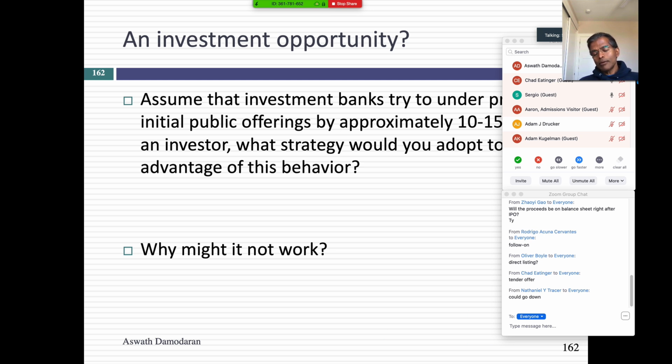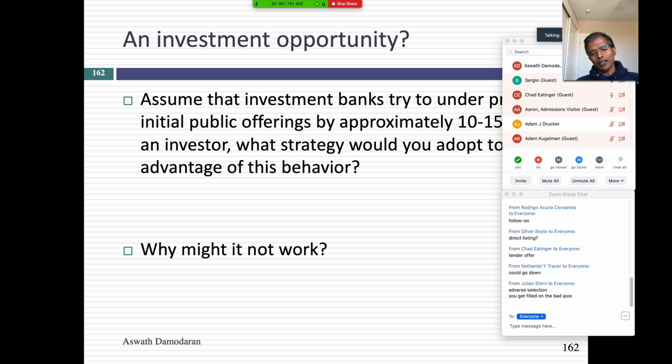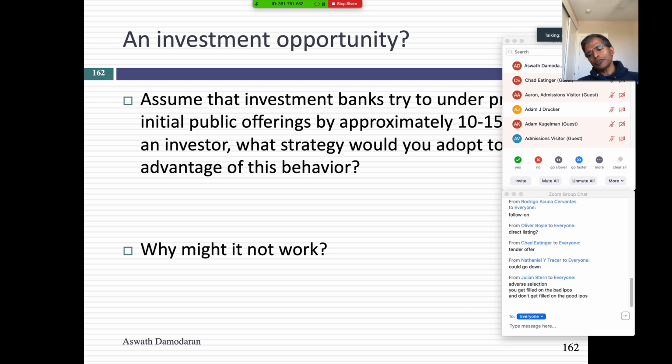You don't get a choice on allocation. So it depends a lot on the relationships with the bank. Okay. So one is this client relationship. You've got to be the special client. So that's true. The other is you ask for 1,000 shares in every IPO.